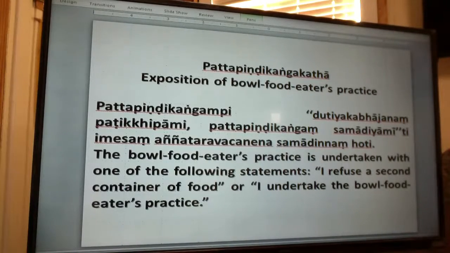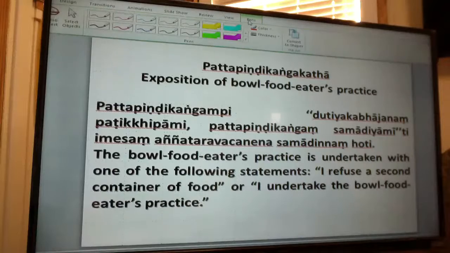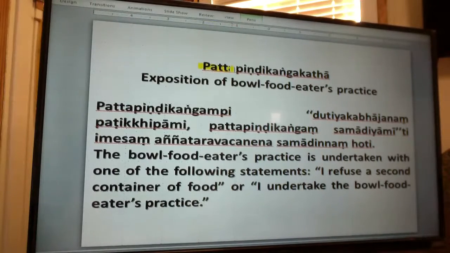Patta Pendikingakata. Patta is a bowl. Pendika is a kind of lump of food, because everybody offers some lumps of food into the bowl. So that's why Pali uses it like this, Patta Pendika. Kata is the exposition or detailed explanation. So Patta Pendika kata is the exposition of the both food eater practice.